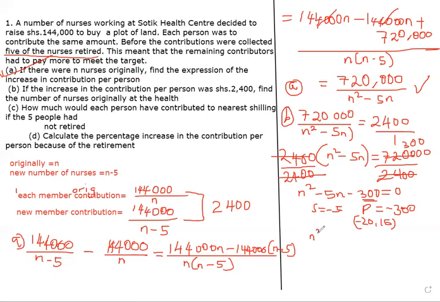So we say n squared minus 20n plus 15n minus 300 equals to 0. n into n minus 20, plus 15 is common, 15 into n minus 20. So we say n plus 15, n minus 20.